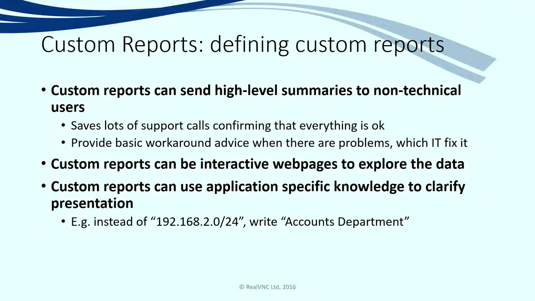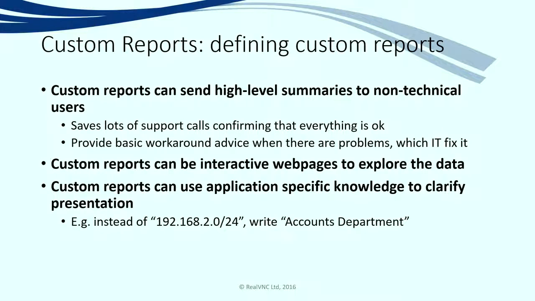And we can have this decode of information by referring to other databases. So for example, rather than having a custom report that says the amount of network traffic that's gone through this switch or router corresponding to the IP subnet 192.168.2.0/24 is this many thousand packets, we can decode that subnet to the name Accounts Department. And all of a sudden, that becomes much more meaningful to a non-technical user.